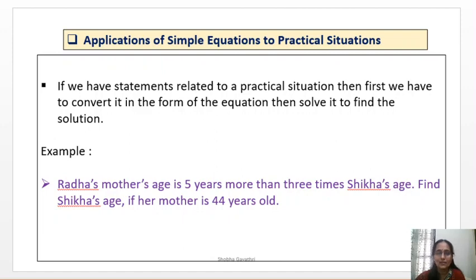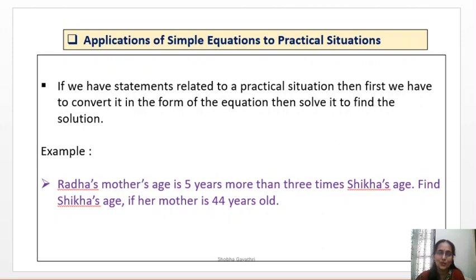For example, Radha's mother's age is 5 years more than 3 times Shika's age. Find Shika's age if her mother is 44 years old. Her mother's age is given as 44 years, and the relation between Radha's mother's age and Shika's age is also given. That is the condition for the equation. 44 you can write on one side, the RHS of the equation. For the left side, you have to analyze this condition and write the left hand side of the equation. After that you have to find the solution of the equation.